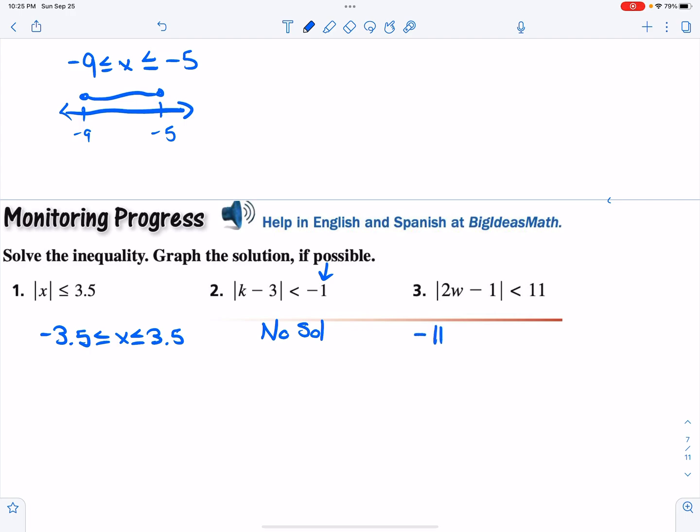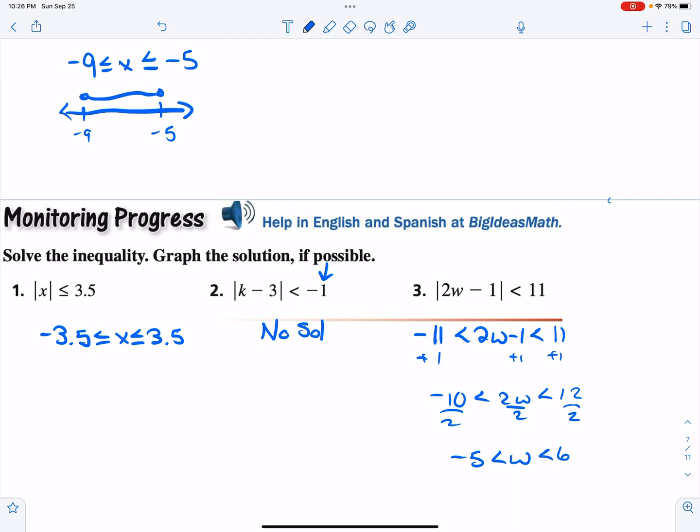This one, I have my -11 on the left. 2w minus 1 is less than 11. So I add 1. I get -10 less than 2w, which is less than 12. If I divide everything by that 2, I get negative 5 is less than w, which is less than 6.